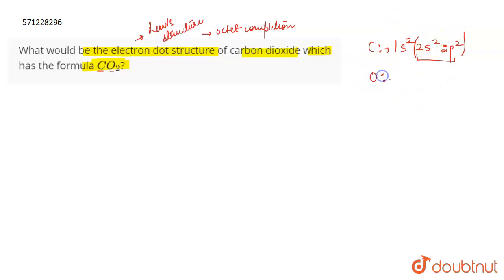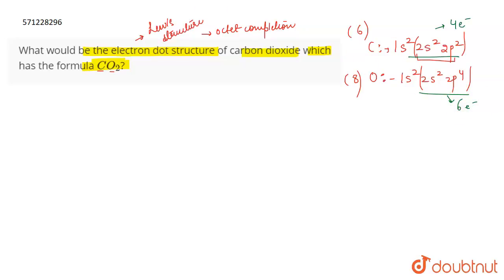If you talk about oxygen, oxygen has an electronic configuration of 1s2, 2s2, 2p4, because carbon has an atomic number of 6 and oxygen has an atomic number of 8. So oxygen has 6 electrons in its valence shell. This is the valence shell, 2s2, 2p4, and for carbon this is 2s2, 2p2. So carbon has 4 electrons in its valence shell, and oxygen has 6 electrons in its valence shell.